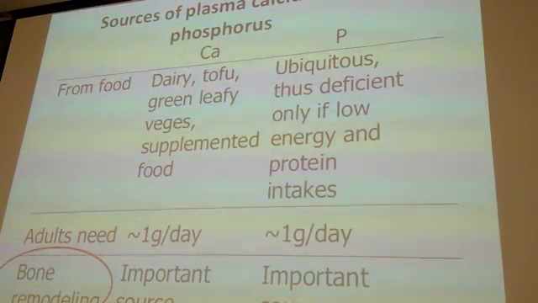But phosphorus is pretty ubiquitous in our diet. So we need about 1 gram per day of both calcium and phosphorus. And so intake from our diet is going to contribute to this 1 gram. And then in terms of our plasma sources of phosphorus and calcium, bone remodeling is going to be a particularly important source. You can see that in our body we have so much calcium and so much phosphorus in our bone that changes in our bone metabolism are going to have big influences on the amount of phosphorus and calcium that are circulating in the blood.